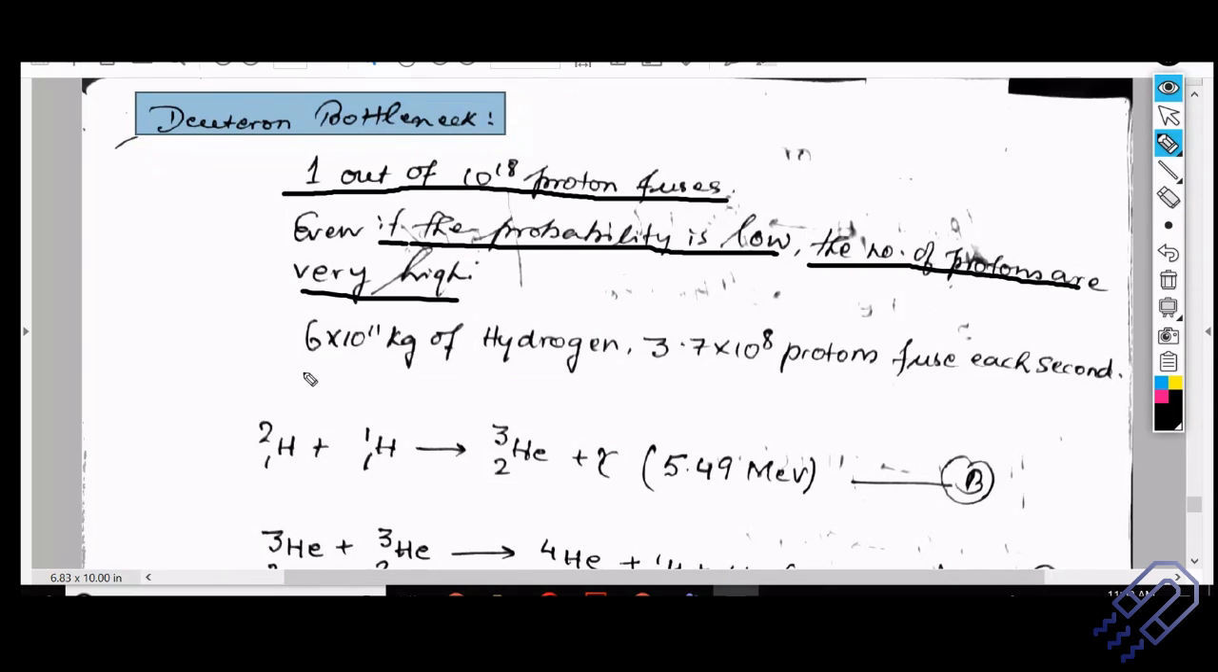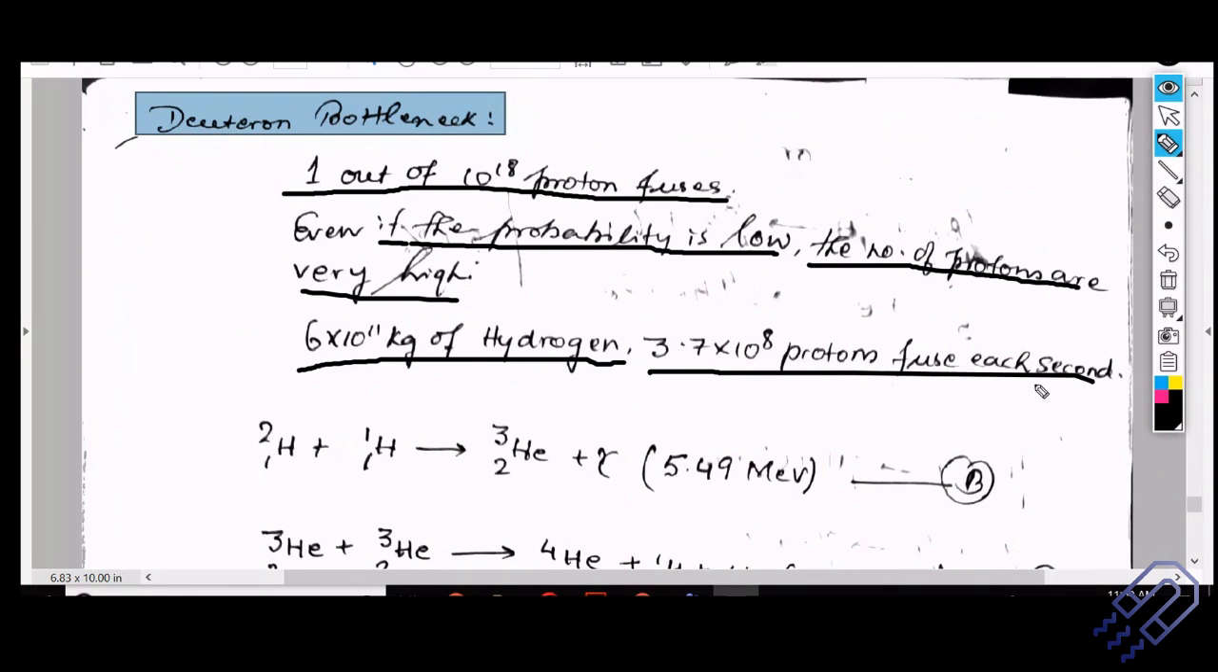So we do have 6 into 10 to the power 11 kg of hydrogen, okay, and if you consider this amount and use Avogadro's number to find out how many protons are there, we can estimate that there are 3.7 into 10 to the power 8 protons that fuse every second. So now we have a number of protons fusing every second to generate enough energy. Okay, so this is the theoretical idea.